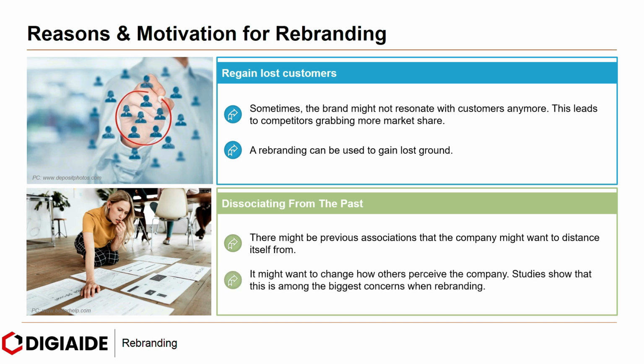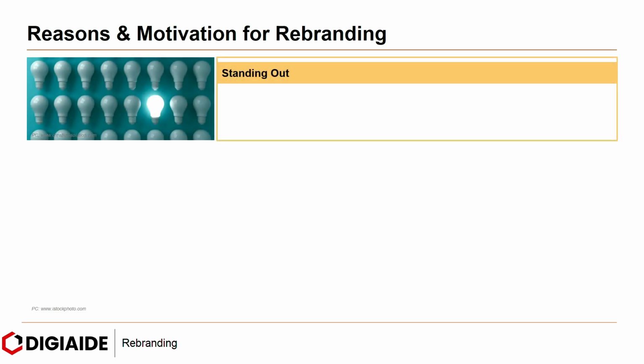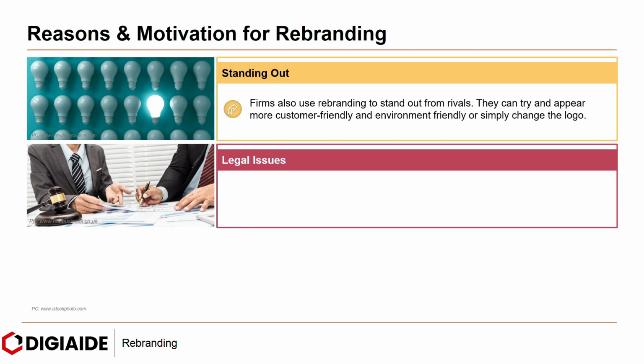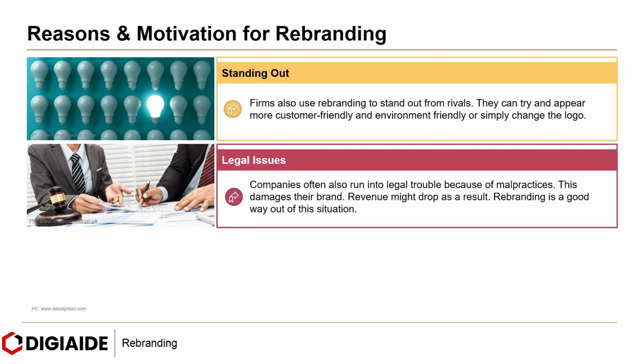Studies show that this is among the biggest concerns when rebranding. Next, standing out. Firms also use rebranding to stand out from rivals. They can try and appear more customer friendly and environmentally friendly or simply change the logo. Next, legal issues. Companies often also run into legal trouble because of malpractices. This damages their brand. Revenue might drop as a result. Rebranding is a good way out of this situation.